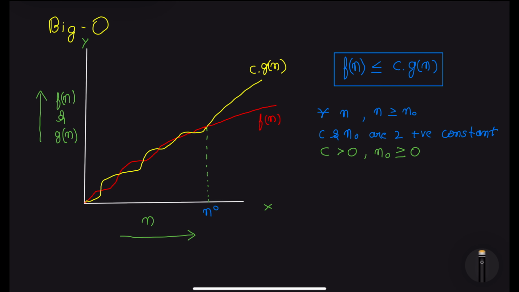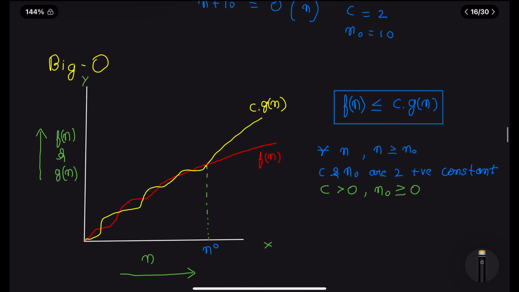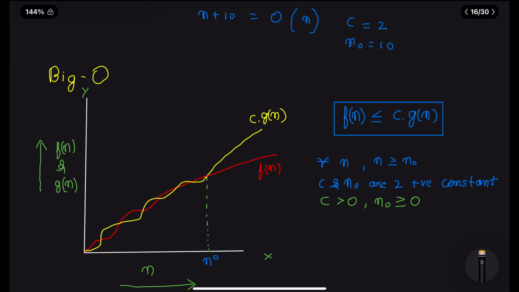If we take any value of n, so if we increase the value of n, like if we take n naught plus 1, n naught plus 2, this condition should always be satisfied. c of g(n) should always be greater than f(n). In that case we can say f(n) is big O of g(n). And if we check our previous example, we found such values.